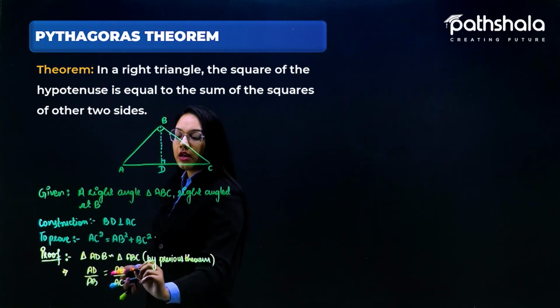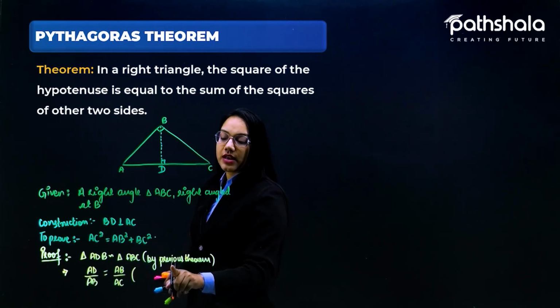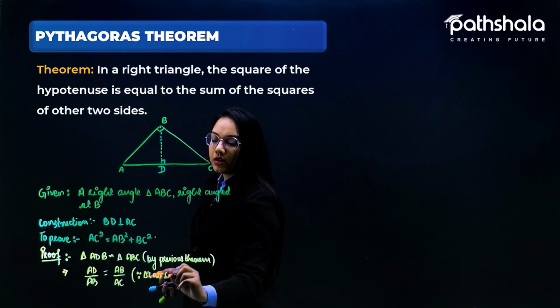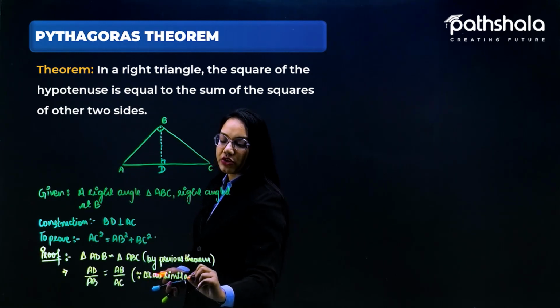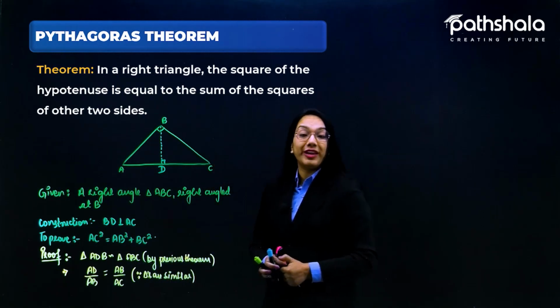We can say this thing. Why so? Since the triangles are similar to each other, we can say that the corresponding sides' ratio would be equal to each other.